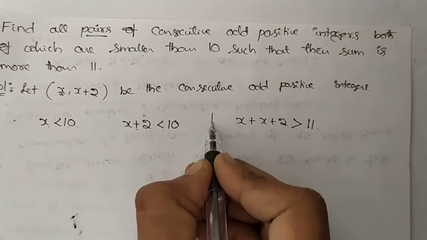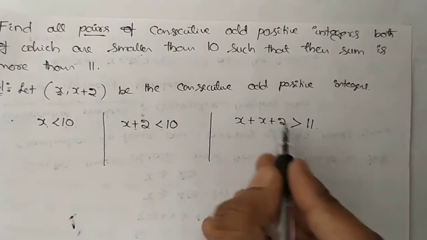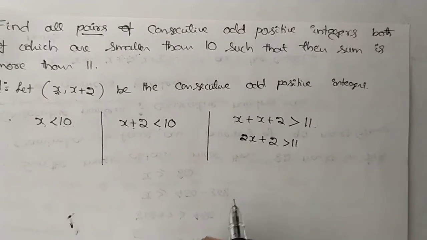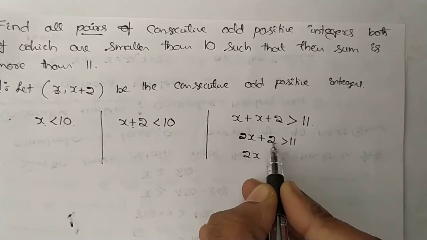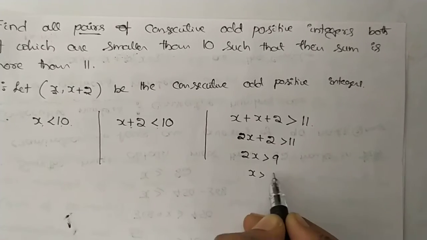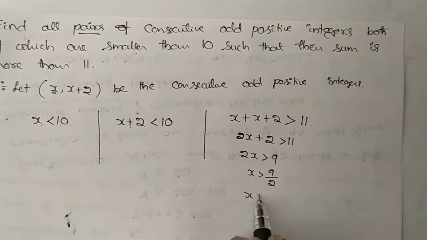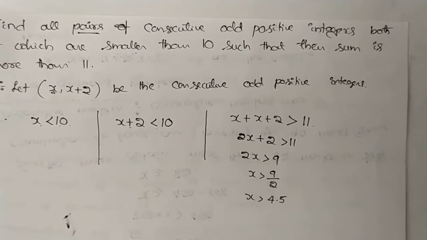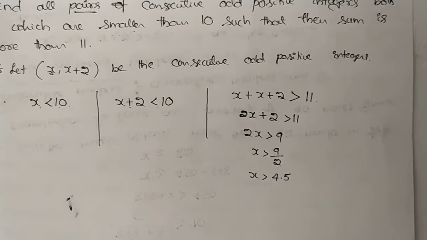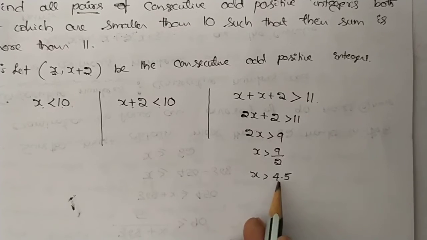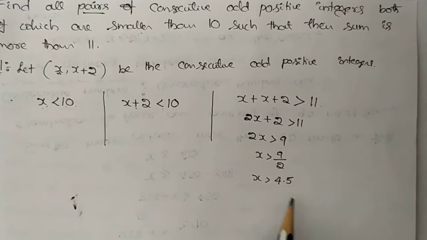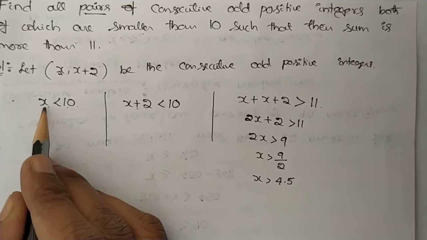You just solve this inequality. X plus x is 2x, plus 2 is greater than 11. 2x, you send this 2 to the right, it will be 11 minus 2, then 11 minus 2 is 9. X is greater than 9 divided by 2. X is greater than 4.5. 9 by 2 is 4.5. Now you just observe here, x should be more than 4.5. That x should be less than 10.